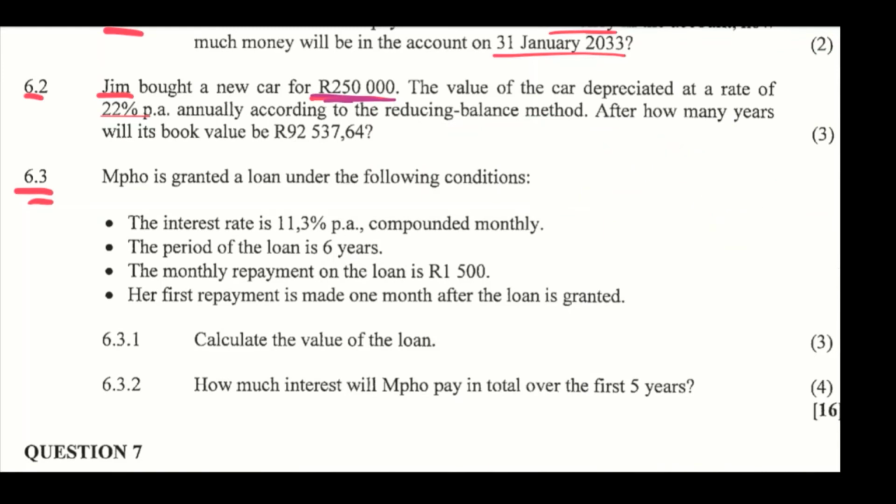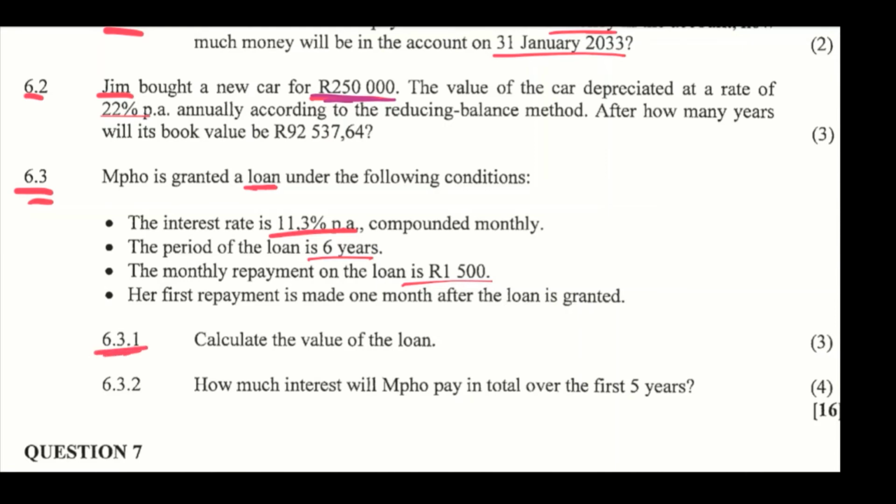Mpo is granted a loan under the following conditions. The interest rate is 11.3% per annum compounded monthly. Remember, we're talking of a loan here, so chances are we're going to use a present value annuity. We know the interest rate is 11.3% compounded monthly. The loan is for a period of 6 years. The monthly repayments are 1,500 rand. The first payment is made 1 month after the granting of the loan.